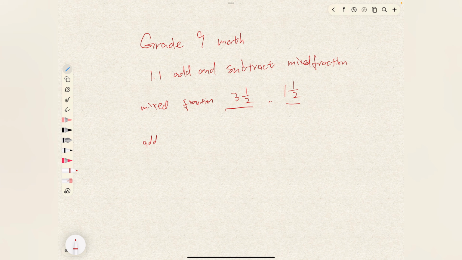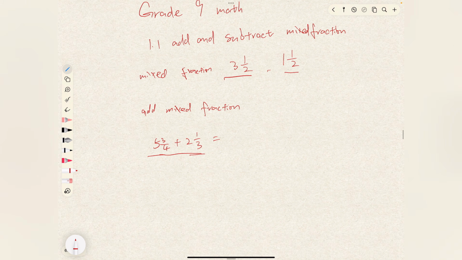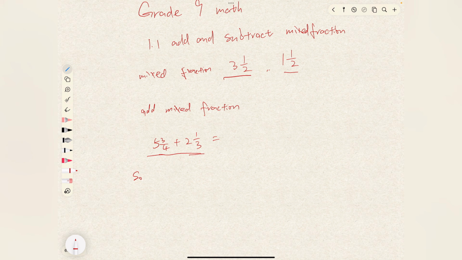First, let's talk about how to add mixed fractions. Let's say we have 5 3 over 4 plus 2 1/3. How can we add these two numbers? There are different methods to calculate this. First one, let's say we do solution 1.